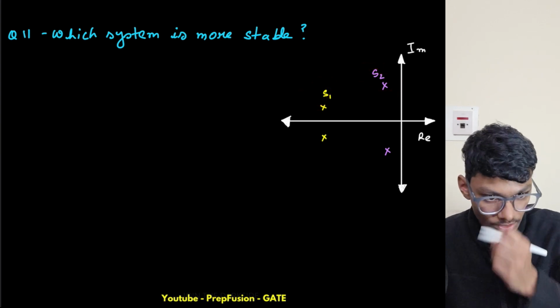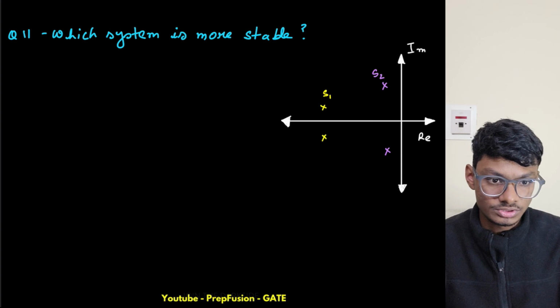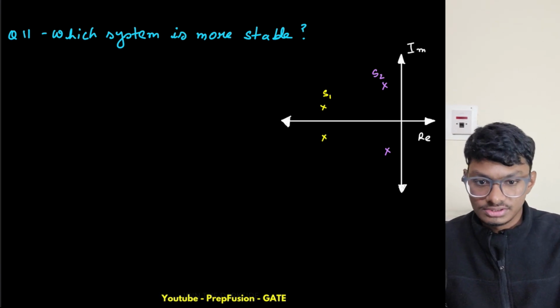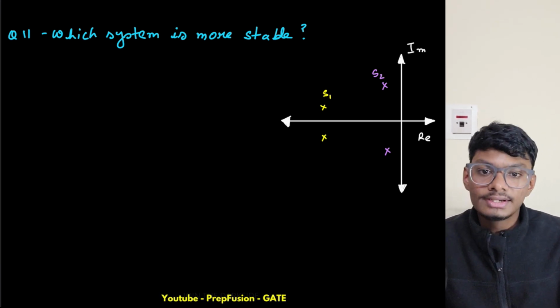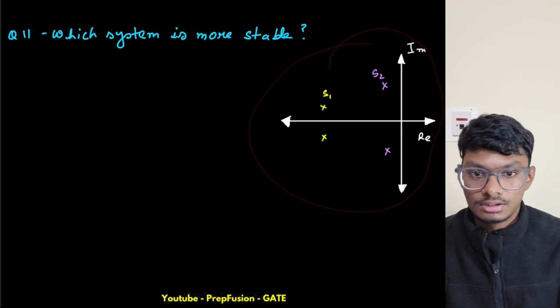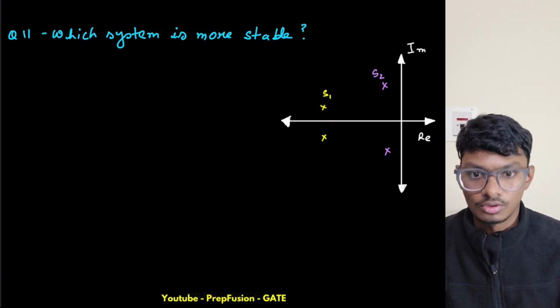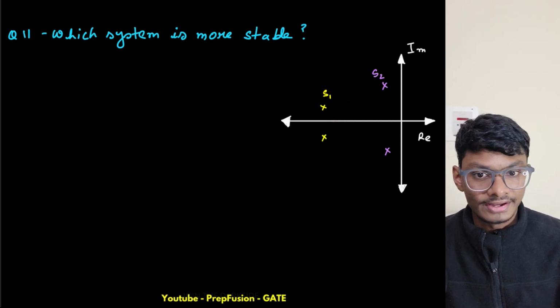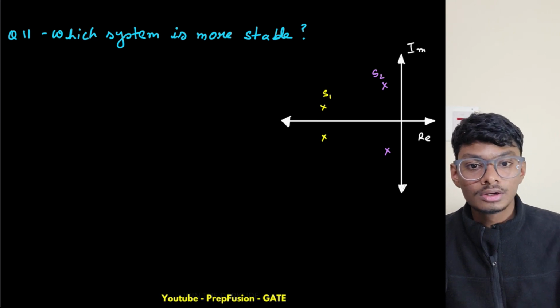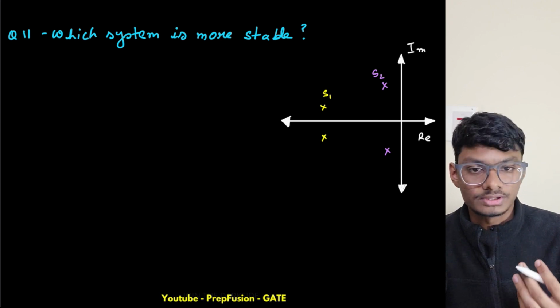Okay, so intuitively, if this is asking which system is more stable, what does this mean? Let's say this is the ideal control system, where nothing varies. The temperature doesn't vary, everything is ideal, so nothing varies. There is no variation in my OLTF. But in practical systems, what do you see?